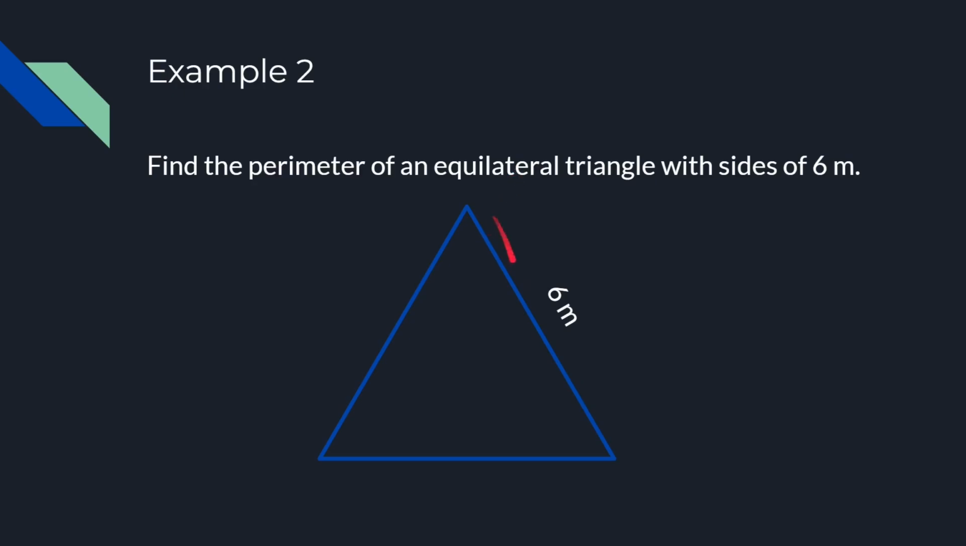Now, before I move on, just remember, this here is an equilateral triangle. It means that all sides are 6 meters and all angles are 60 degrees. You cannot do this for other triangles. Other triangles might have different lengths on this side and this side when compared to this side. So you must know the length of all the sides if you're required to find the perimeter.